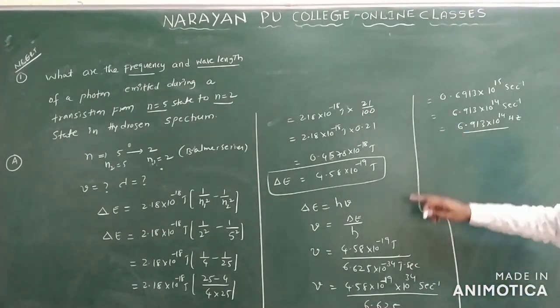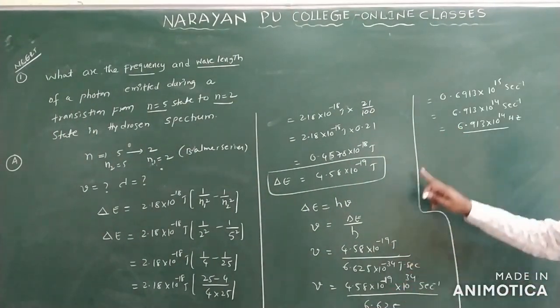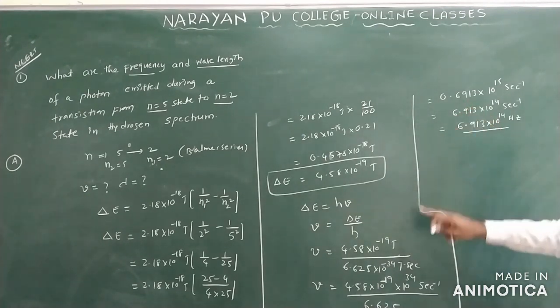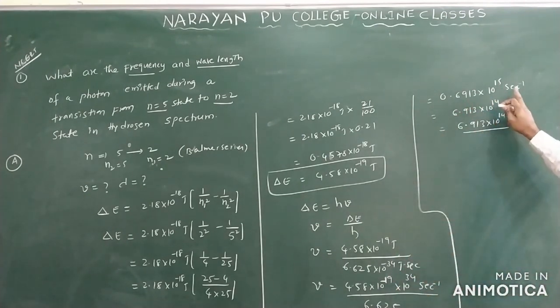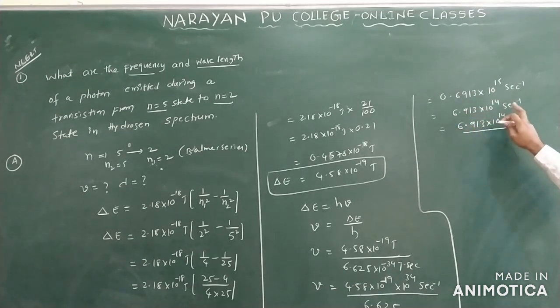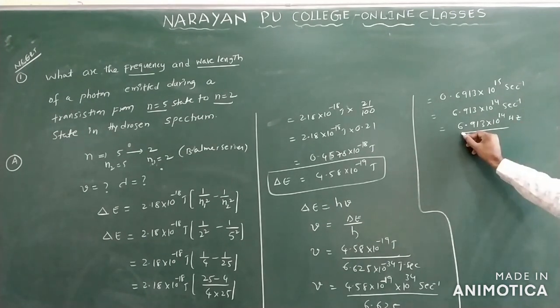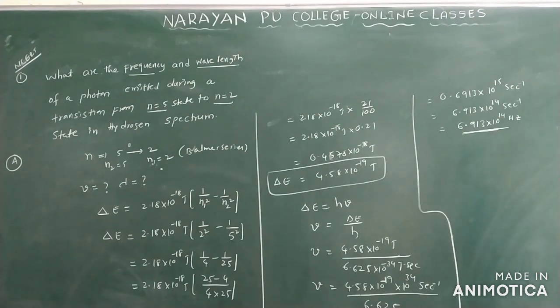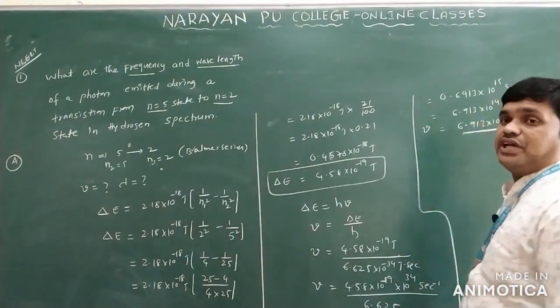Now we will see the calculation part. 4.58 by 6.625 gives 0.6913, and 34 minus 19 gives 15, second inverse. I will write this as 6.913 into 10 power 14 second inverse. Second inverse means hertz: one hertz is equal to 1 second inverse, or 1 cycle per second. So the answer we got is 6.913 into 10 power 14 hertz. This is the frequency.